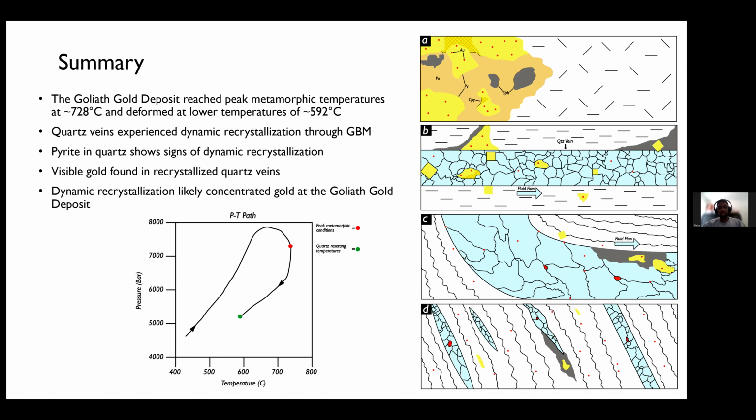Visible gold is always found along the grain boundaries of the recrystallized quartz within these quartz veins. And so we're proposing that dynamic recrystallization likely concentrated gold at the Goliath Gold Deposit. And we think that similar processes can also concentrate gold in other Archean greenstone hosted gold deposits.